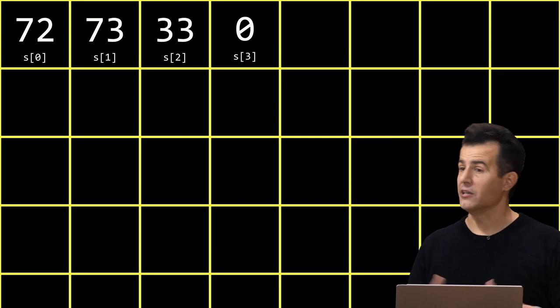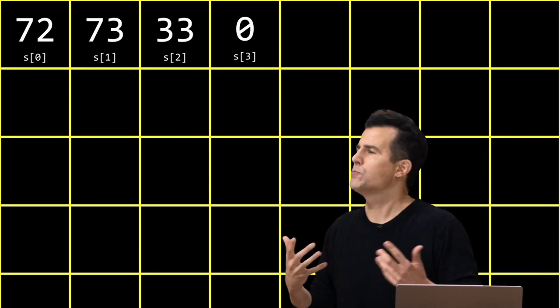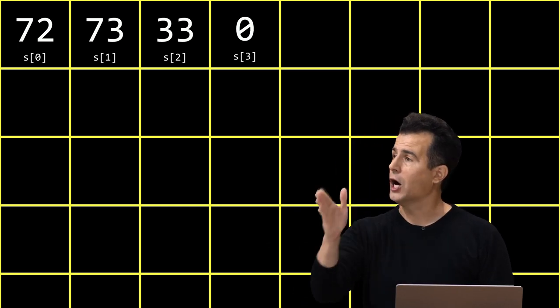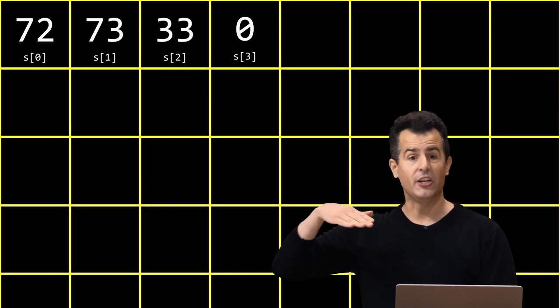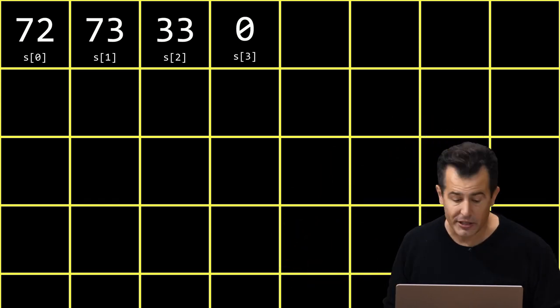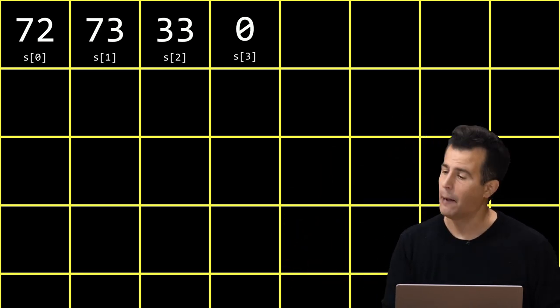And the computer, because of C and how it was invented, is just smart enough to know that when you print out a string, it prints out every character until it sees a 0. And then it just stops printing. In particular, printf knows how this works. And this is why printf knows when to stop printing.